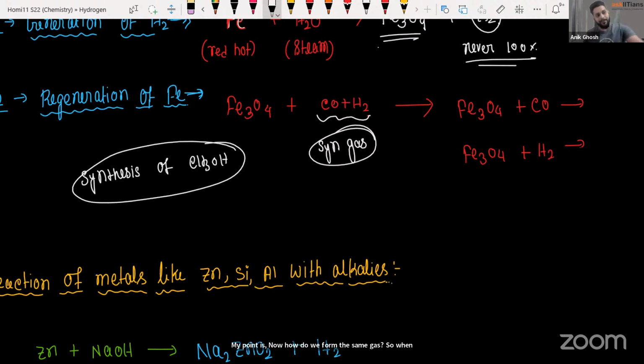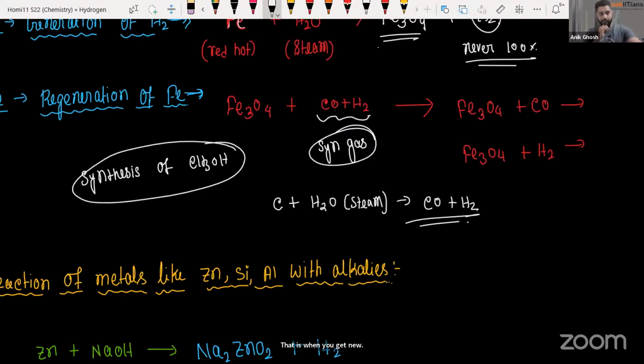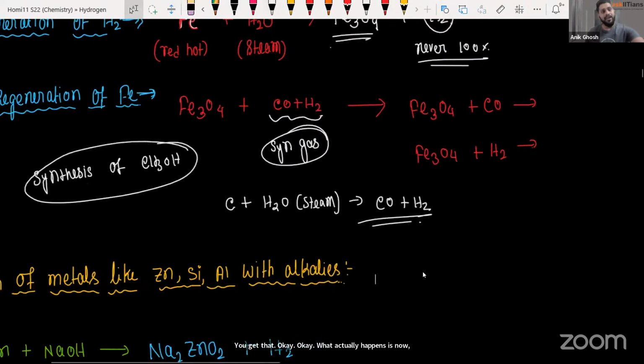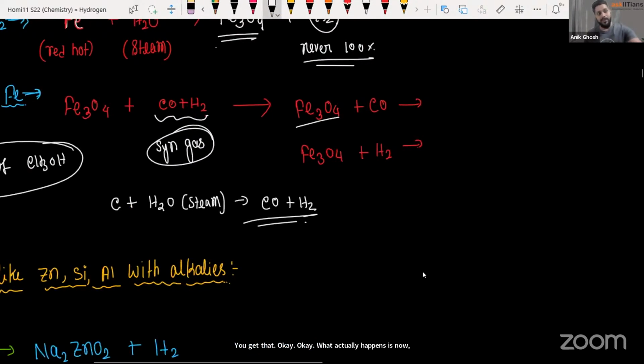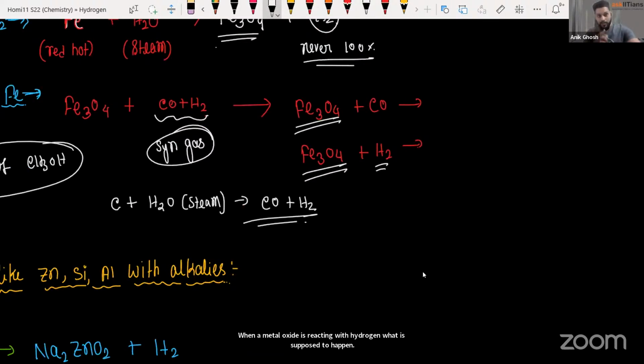When you take a little bit of coal and react it with steam, that is when you get CO and H2. You get the syngas from there. Okay. Anyways, what actually happens now, guys, when you react this Fe3O4, what is this? A metal oxide, right? When a metal oxide is reacting with hydrogen, what is supposed to happen? It's going to reduce the metal oxide to what? To the metal and water. We have seen this before, right?